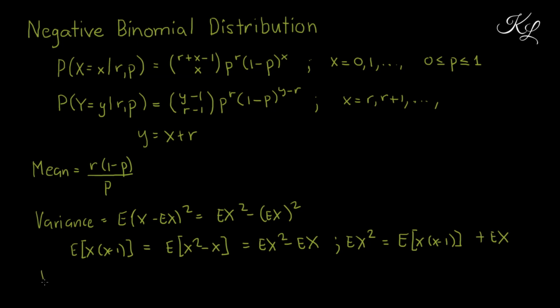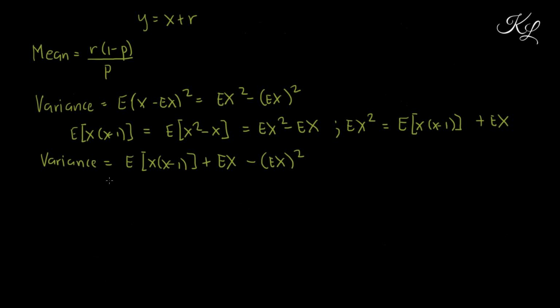Now we can use this term to substitute it in here. So we have variance is equal to expectation of x times x minus 1 plus expectation of x for this one in here. Then we have minus the square of expectation of x. We know expectation of x is equal to the mean, which is r times 1 minus p over p, and square of expectation of x is just the square of this mean. So what we're gonna do next is derive this term, expectation of x times x minus 1.